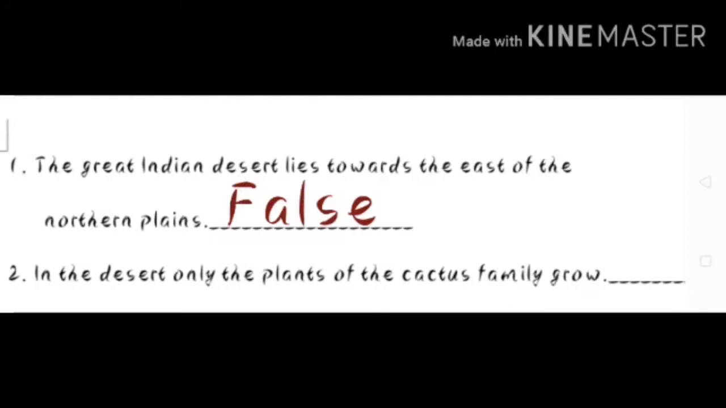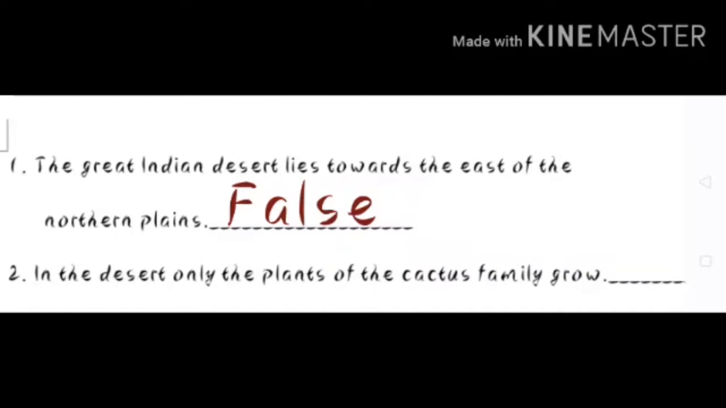Because the Great Indian Desert is also known as the Thar Desert. It is located in the northwestern part of India. That means the Thar Desert lies towards the northwest of the northern plains. So, the Great Indian Desert lies towards the east of the northern plains. False.